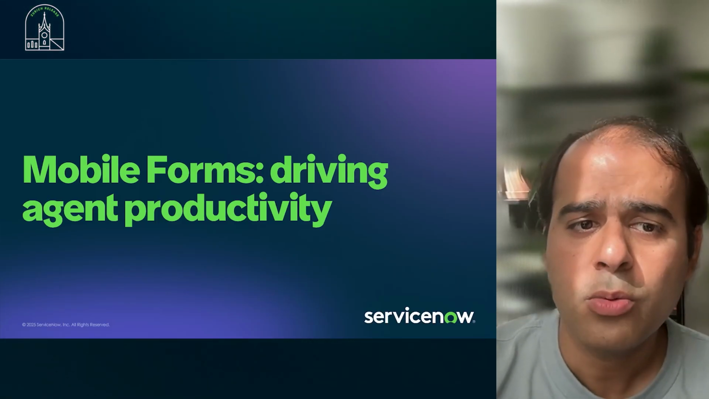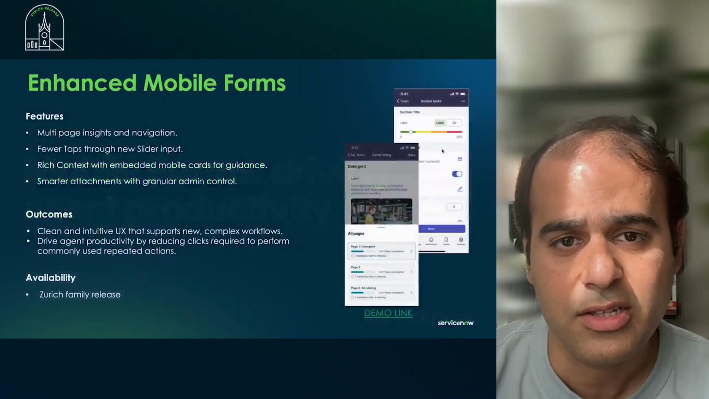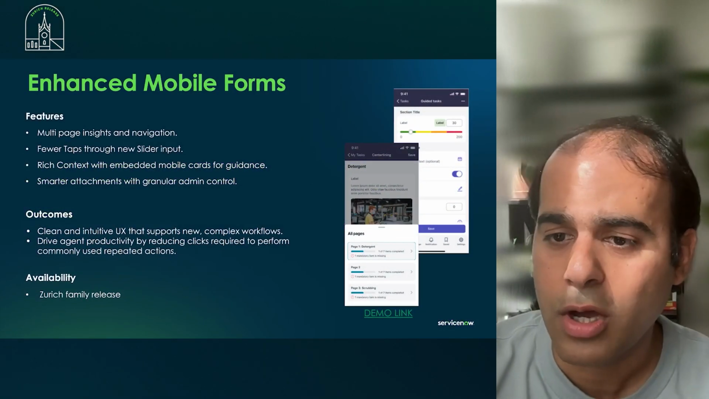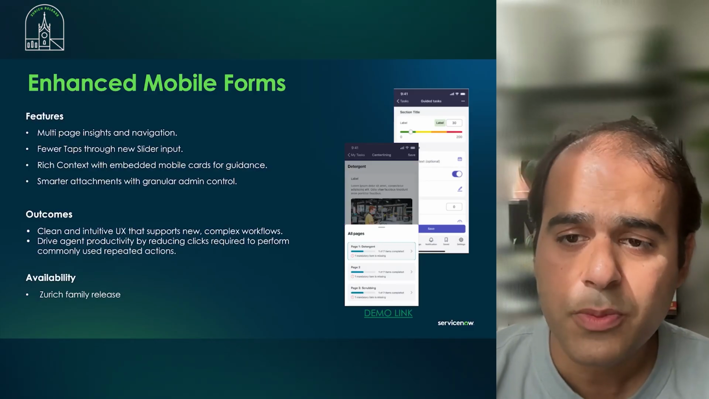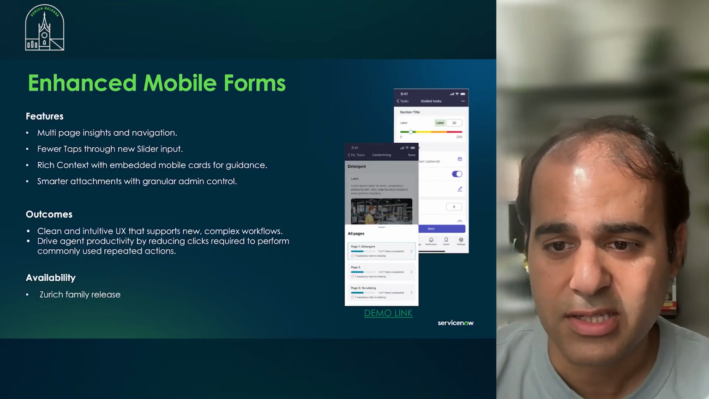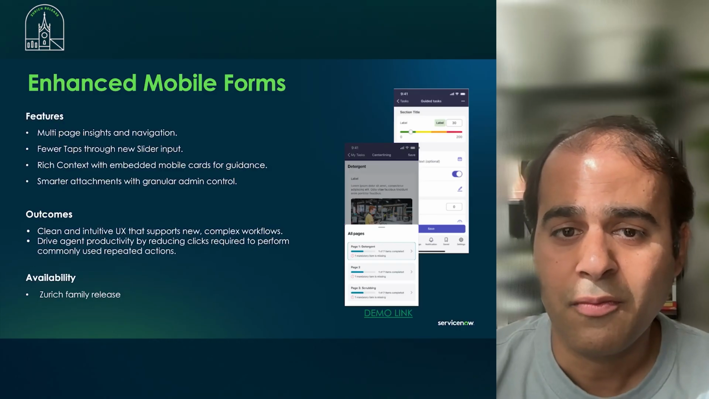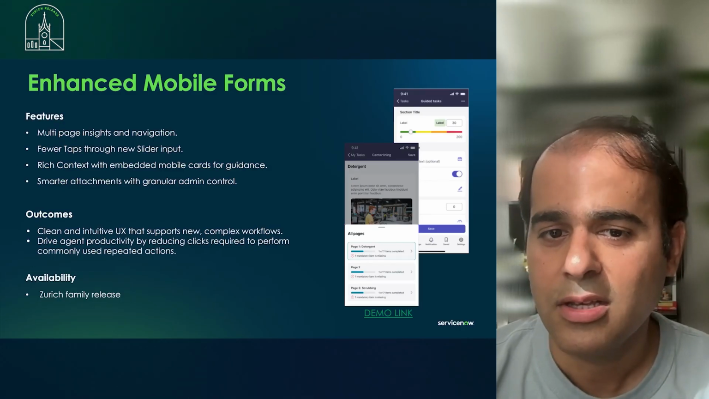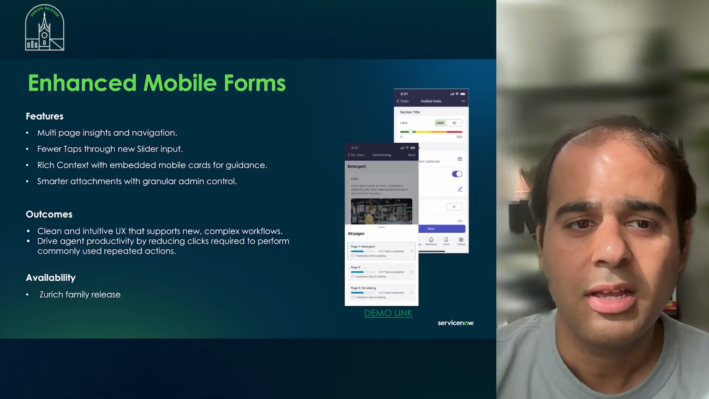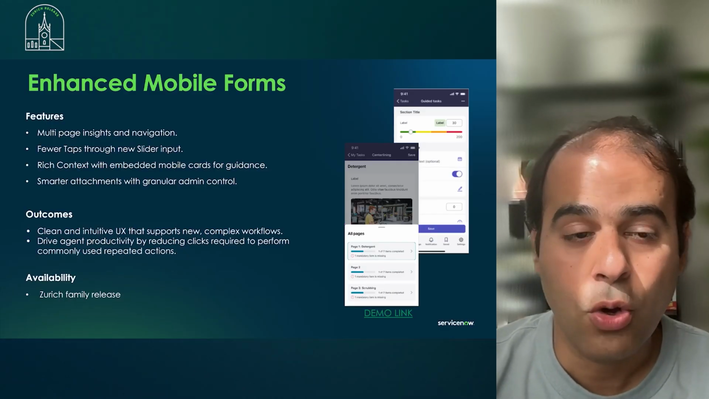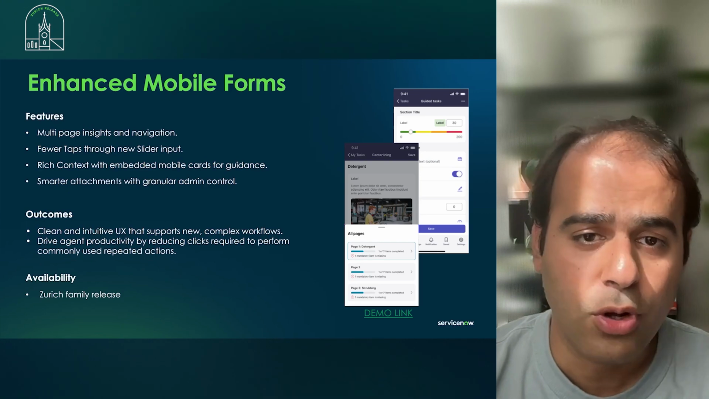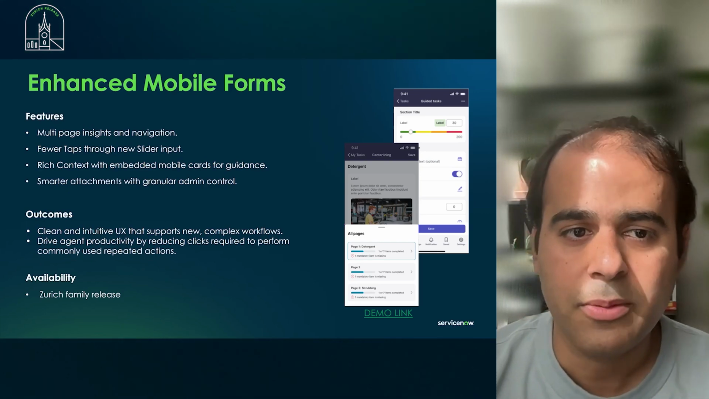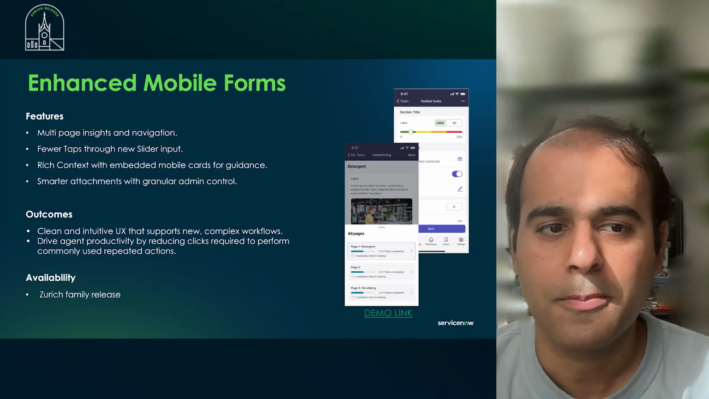So there are a few enhancements we've added in Zurich. This follows on with our investment in mobile input forms in the Yokohama release as well. The first one to call out is multi-page insights. When questionnaires are very long, we have customers with 200 plus questions, 10 to 12 pages. It can be a chore to understand all the different pages that are there, what progress has been made on each of them, and be able to move through them. And multi-page insights enables that.